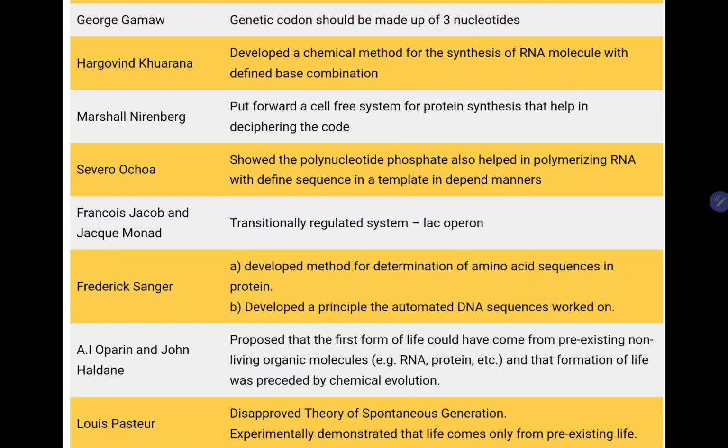George Gamow. Har Gobind Khorana developed a chemical method of synthesizing RNA molecules with defined base combinations. So he synthesized RNA molecules with defined base combinations. Marshall Nirenberg put forward the cell-free system of protein synthesis that helped in deciphering the code. Nirenberg synthesized the protein. And Severo Ochoa showed that polynucleotide phosphorylase also helps in polymerizing RNA with defined sequence in a template-independent manner.